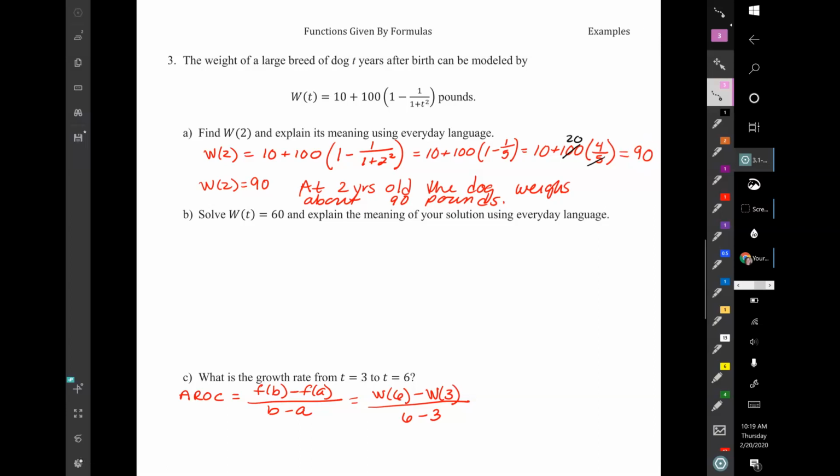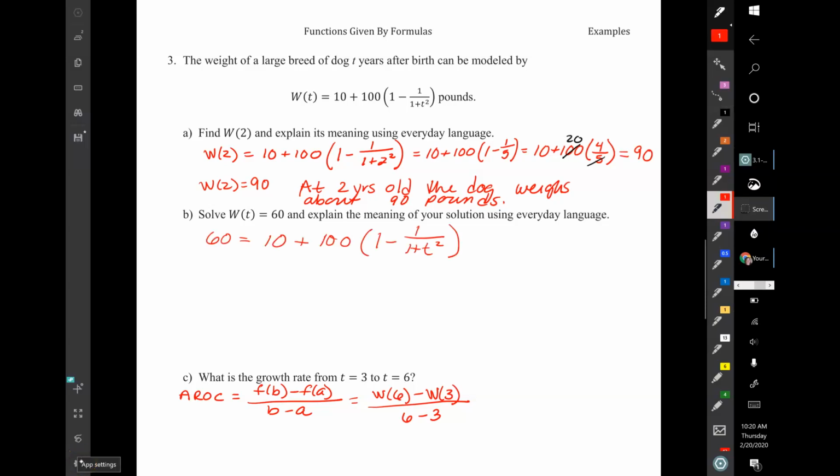So that's a 90-pound dog. And it's only 2 because 2 is the time in years after birth. So at 2 years old, the dog weighs about 90 pounds. I used to have big Old English sheepdogs, so that's pretty big for a 2-year-old. For part B, we'll go through that one together.